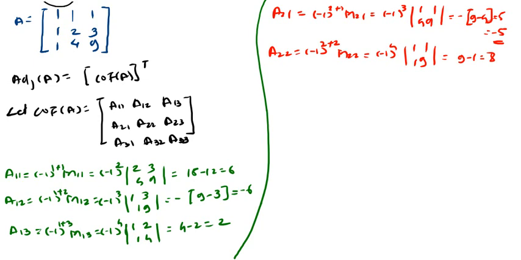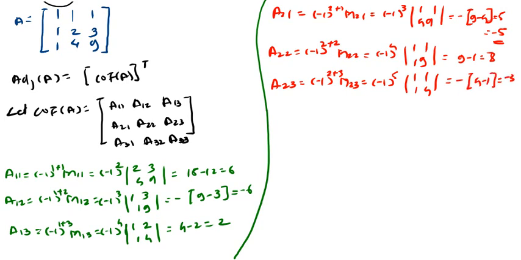Fine. Now next is A23, which is (-1)^(2+3) M23. So this will be (-1)^5 into determinant, and the determinant is the minor of the element A23, meaning of this element. So hide this row, this column, what remains? 1 1 1 4. So here remains 1 1 1 4. So this will be minus in bracket 4 minus 1, which will be minus 3.